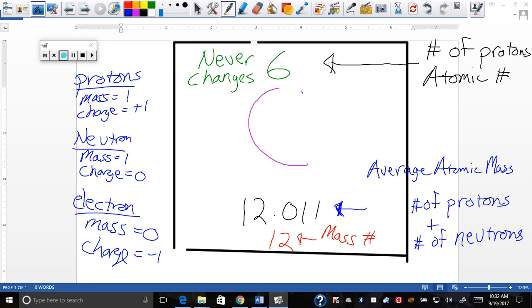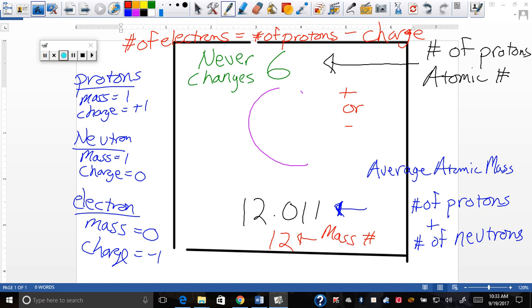Now, how are you going to count the number of electrons? Here's how you're going to count the number of electrons. If you want to find the number of electrons, you take the number of protons and you subtract the charge. And what a charge is on the atom is it will be a plus or a minus sign.